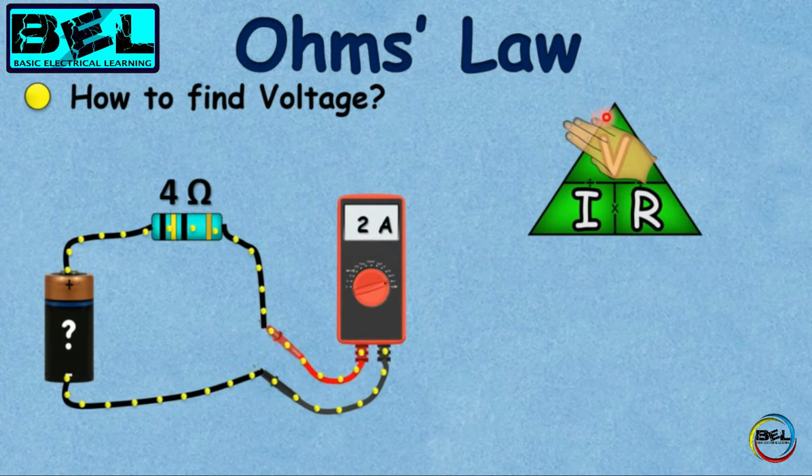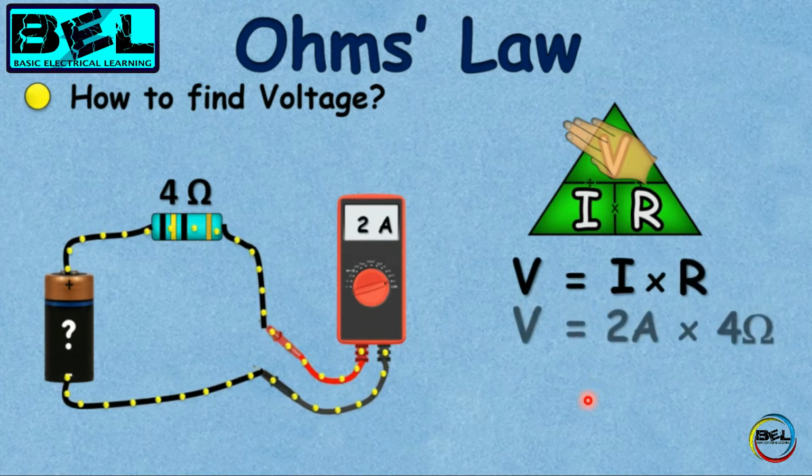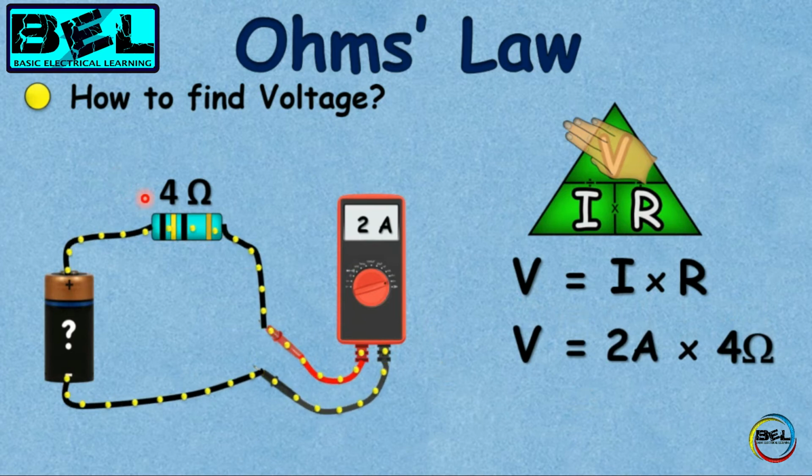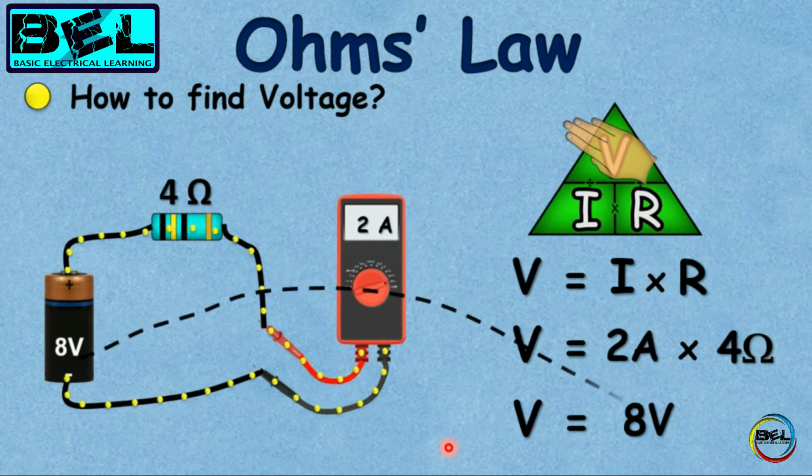Here, by covering the V, the equation will become V is equal to IR, and by putting the value I for 2 ampere, R for 4 ohm, our equation will become V is equal to 8 volt. So it is very simple to use Ohm's law for the voltage. So our voltage source will be 8 volt.